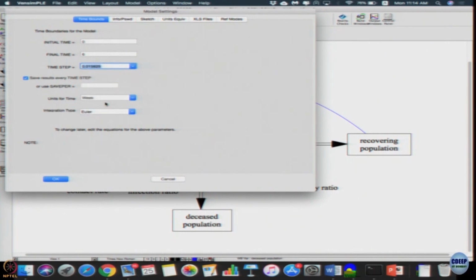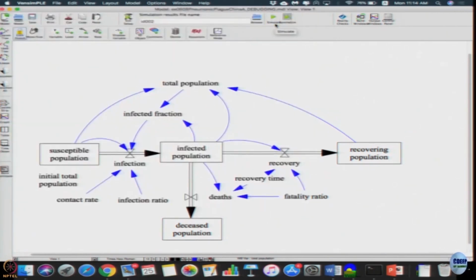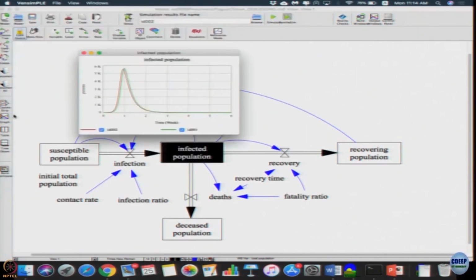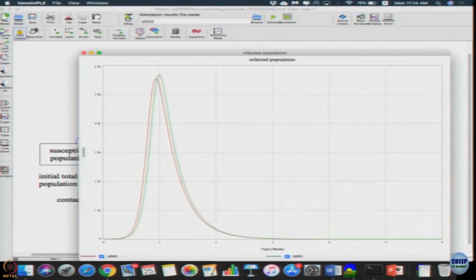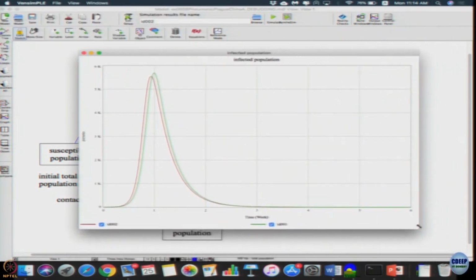Let us choose another time step to see whether there is any difference in the curves. So I reduce the time step further. Let us simulate again. Let us look at infected population. There is a difference. That means still we need to choose a more appropriate time step, in such a way that we are getting a curve where it should not keep changing. Whenever there is a change, that means you have to keep reducing until you hit a time step where the change is almost nil.